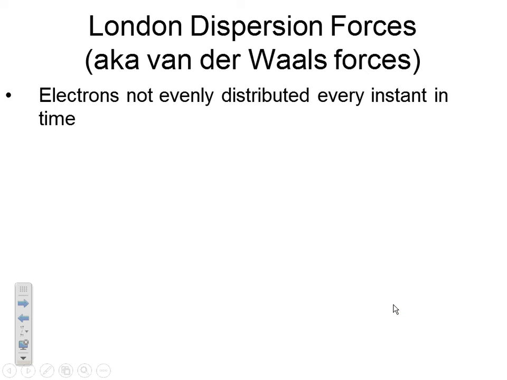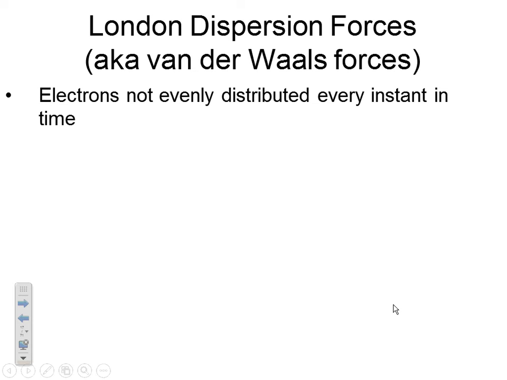The last type of intermolecular force of attraction is called London dispersion forces, also known as van der Waals forces, but I'm going to refer to them as London dispersion forces and use the abbreviation LDFs. The nice thing is the AP actually tends to use London dispersion forces as well. And London dispersion forces are based on the idea that electrons in a compound, any atom, any species, will not be evenly distributed at every single instant in time because electrons are constantly moving.